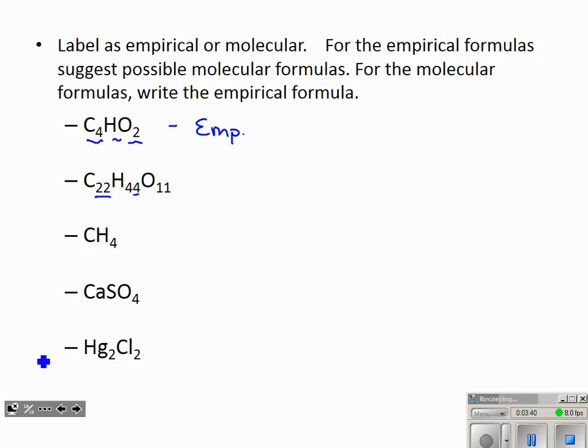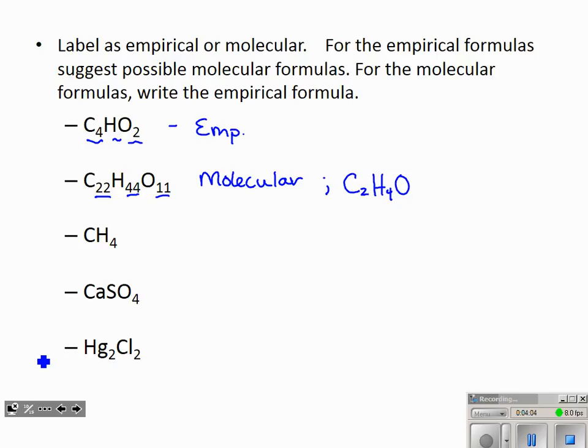C22H44O11, those subscripts can be reduced if we divide them all by 11. So this is a molecular formula. And if we wanted to write the empirical formula, we would just divide those subscripts by 11. So that's going to be C2H4O.